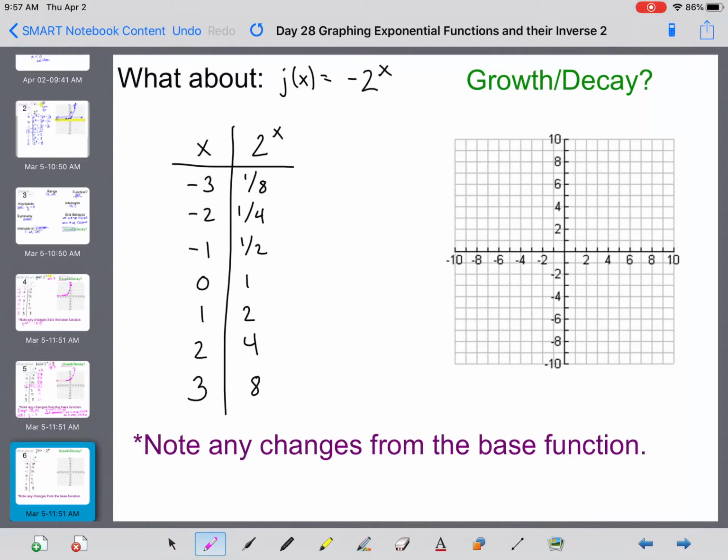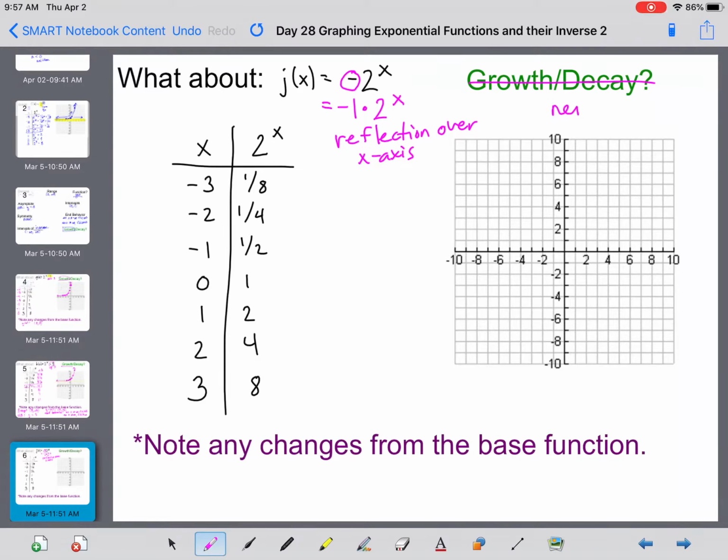All right, let's take a look at this function j of x. So this is defined as negative 2 to the x power, or the opposite of 2 raised to the x power. So this right here, this could be rewritten as negative 1 times 2 to the x power. So what happens here with that negative 1 means we are going to have a reflection over the x-axis. So is it growth or decay?